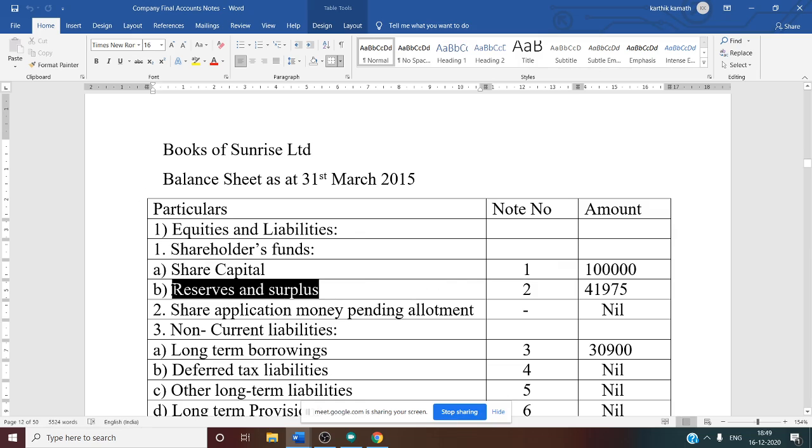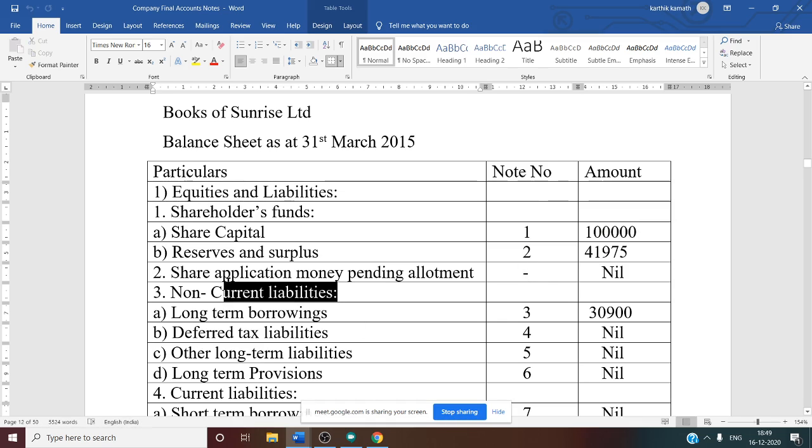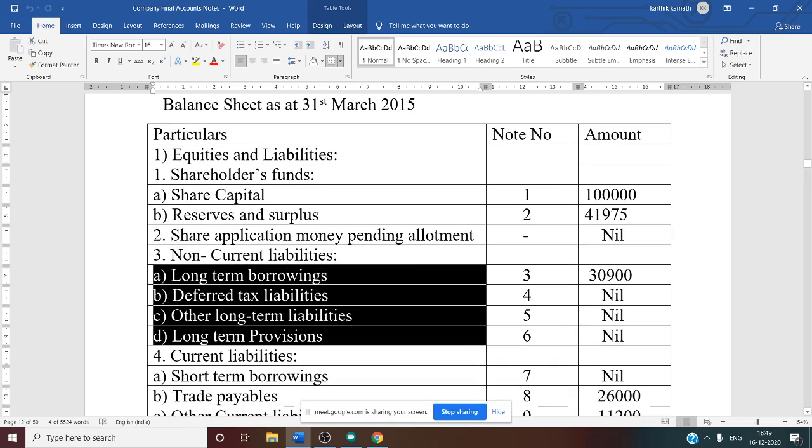Directly it is written. Reserves and surplus, there are two categories. Reserves total we want and P&L total we want. That we have calculated in working note number 2. The final answer is 41,975. Share application pending money allotment, that is not there, because here application money information is not given. Next, the third one is non-current liability. Under non-current liability, all these 4 things come.